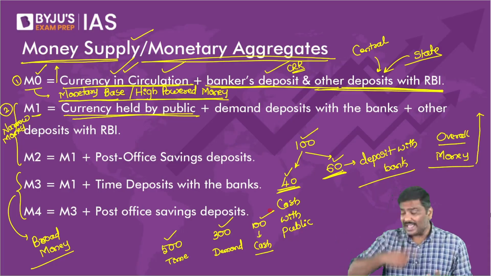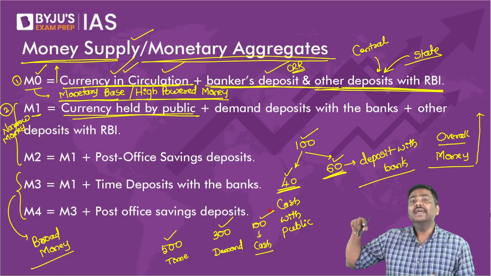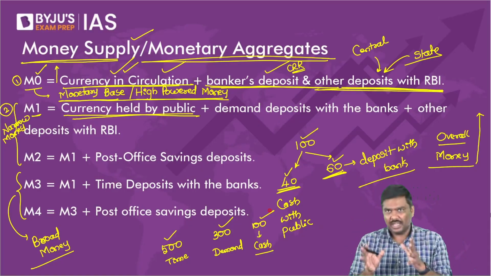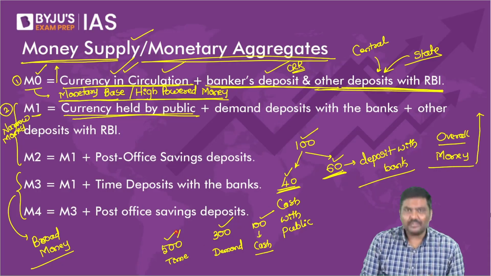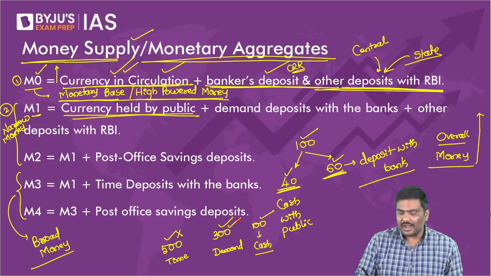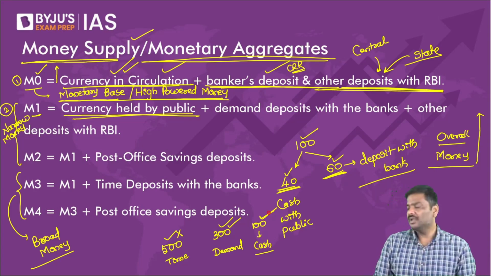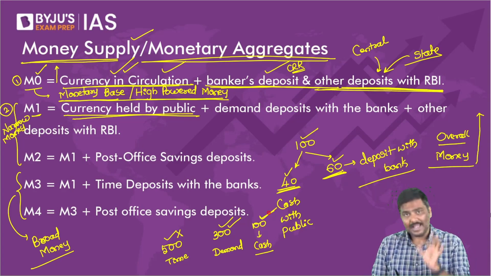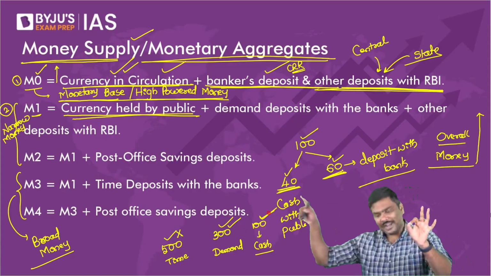Now, can I simply say, out of all this money in the economy, if I want to calculate narrow money, I will not consider the 500. I will consider the 300 rupees and 100 rupees within this example. Anybody has a problem with this? I'll repeat it again.